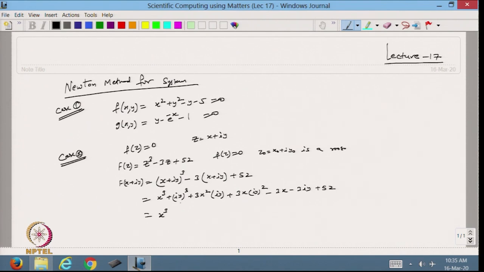This one I can expand. So i squared is minus 1, and i cubed is minus i, because i is the square root of minus 1, which we already know. So from here this will be equal to x cubed plus i cubed y cubed plus 3x squared y i plus 3x i squared y squared minus 3x minus 3iy plus 52.